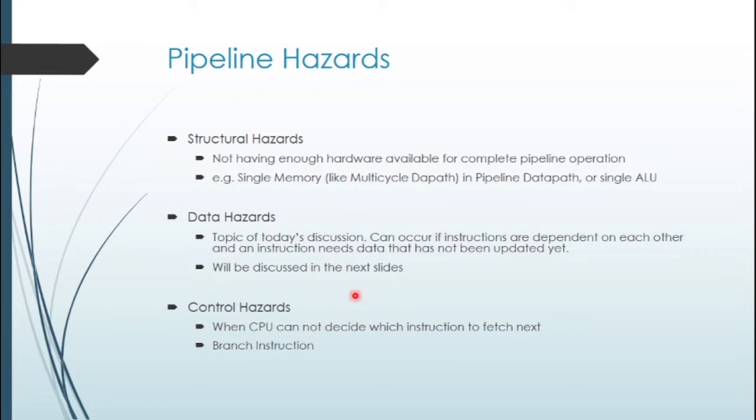Now today's lecture is all about data hazard. Data hazard is a type of hazard that can occur if the instructions are dependent on each other. That means an instruction needs data from a previous instruction which has not been updated yet. So this is what we'll do.